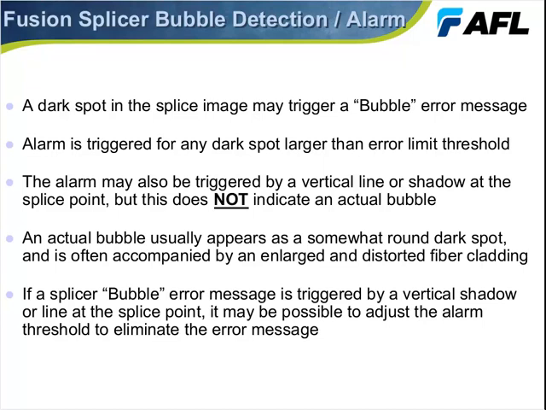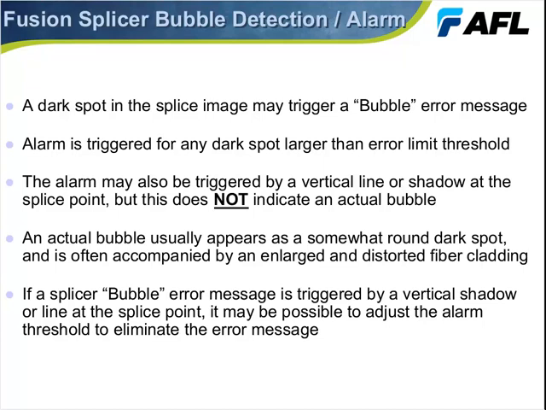So it is possible that the error message can be triggered by a line at the splice point, even if there is not an actual bubble. In terms of the appearance of a bubble, it usually appears as a dark spot that is round, not a vertical line at the splice point.